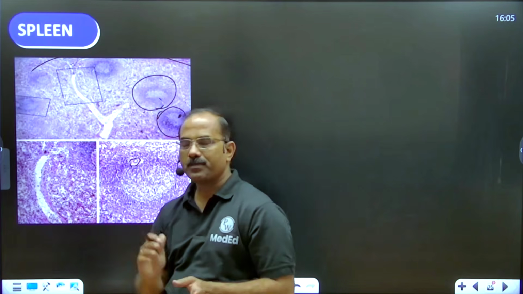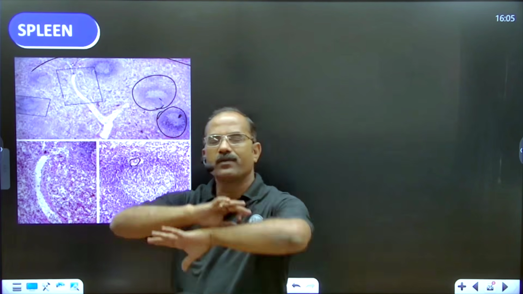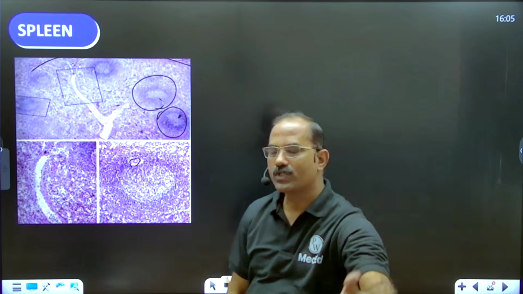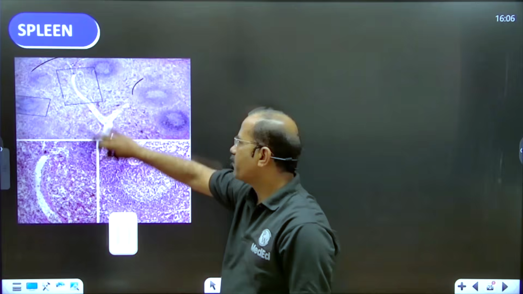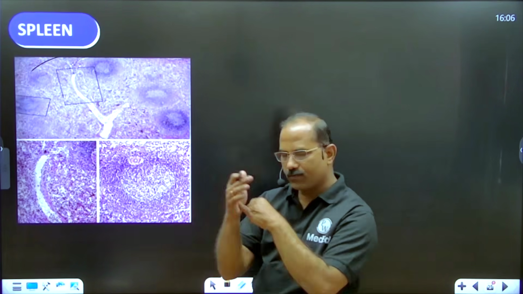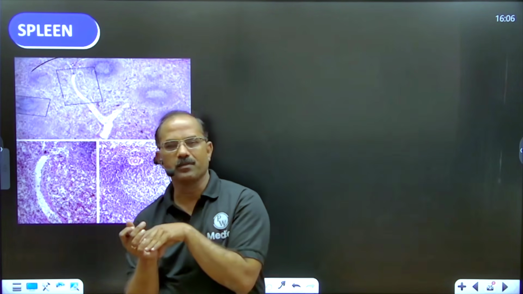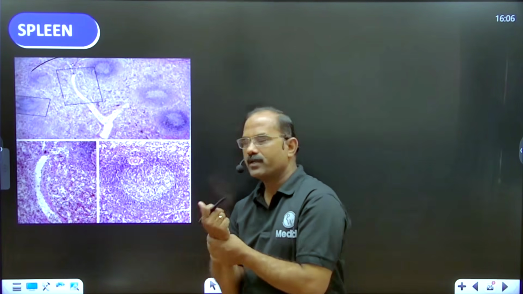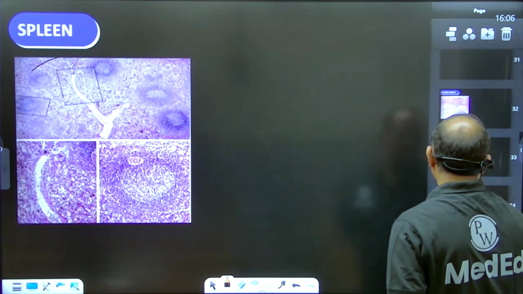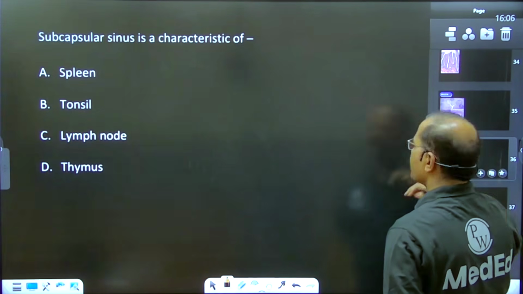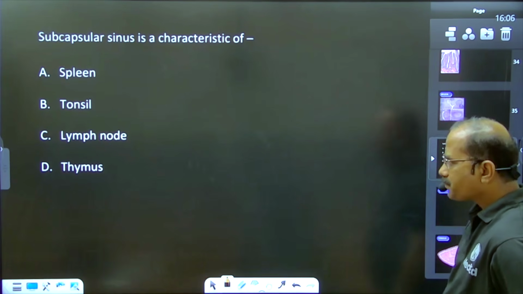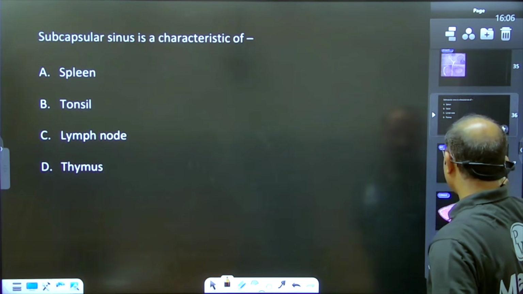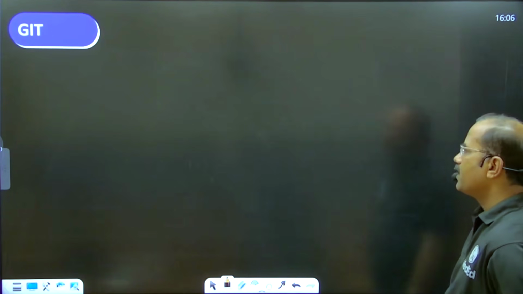This is the white pulp. White pulp is nothing but the lymphoid follicle, and everything else is blood in the spleen, which constitutes the red pulp. So that's red pulp and white pulp in the spleen. That's how we identify the 4 lymphoid tissues: lymph nodes, spleen, tonsil, and thymus. These are the important things to be remembered in lymphoid tissues. Subcapsular sinus is a characteristic of lymph node.